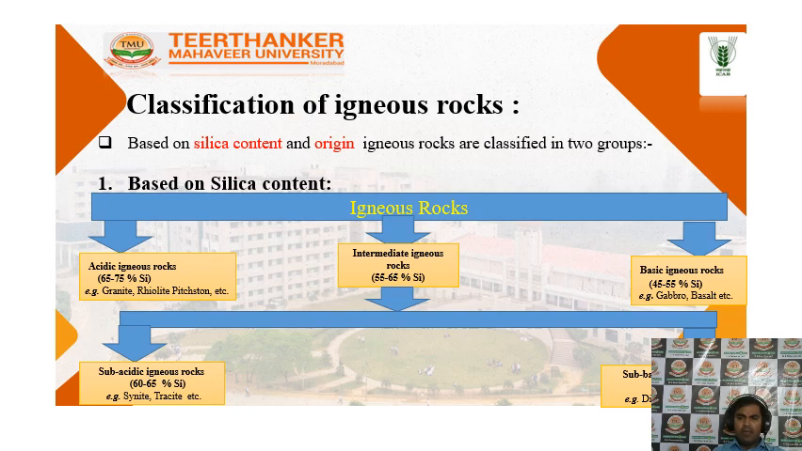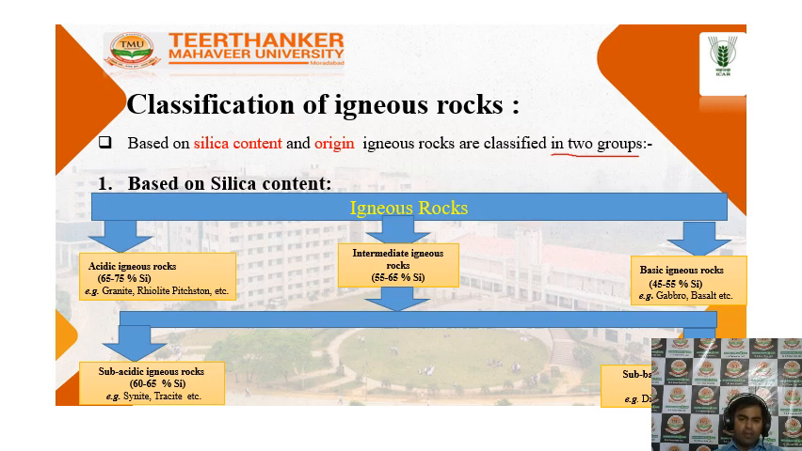I now come to the classification of igneous rocks. On the basis of silica content and origin, igneous rocks are classified into two groups. First, on the basis of silica content, these rocks are divided into three categories: acidic igneous rocks, intermediate igneous rocks, and basic igneous rocks. This depends on the amount of silica present, and on that basis the igneous rocks are classified.